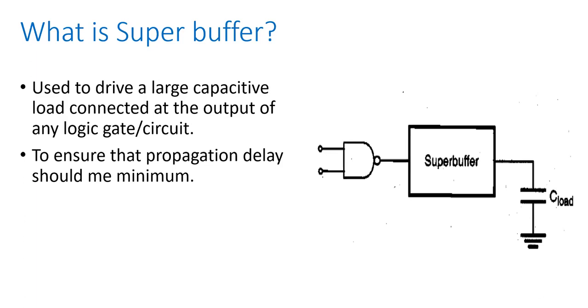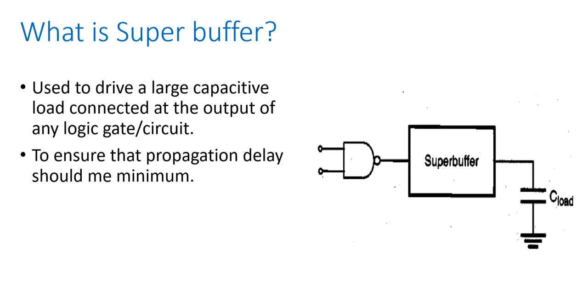Okay. So what is a super buffer? A super buffer is a device which is an intermediate stage used between the load and the logic gate. This one is the logic gate. Suppose I want to drive a large capacitive load. That means at the output of a logic gate, a large capacitive load, C load, whose value is very high, is connected, and I have to drive that large capacitive load. Now you know that when the value of C is high, the delay will be higher because delay is proportional to C.